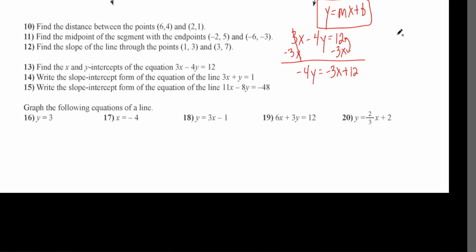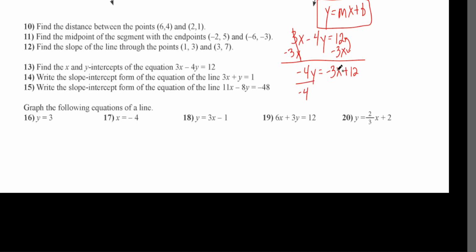One more step and you're basically done. I got to get y by itself. How do I get rid of that minus 4? No, it's being multiplied. How do I get rid of something that's being multiplied? I divide. We've done it like 2 or 3 times already today.